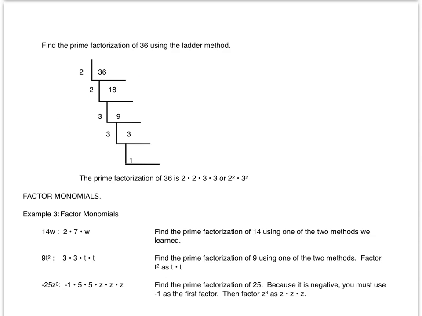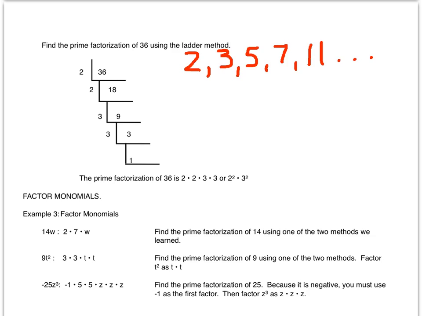Now let's find the prime factorization of 36 using the ladder method. Let's write our prime numbers to remind ourselves what they are. So we've got 2, 3, 5, 7, 11. And we'll start by asking, is 36 divisible by 2? Yes, it is. 36 divided by 2 is 18.